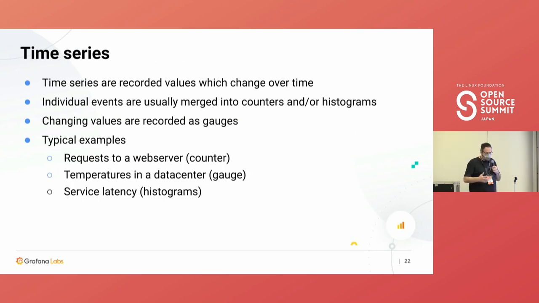So what are time series? Time series are just recorded values which change over time. You write down what the value was, and you write down when it was. You do this again and again, and you attach metadata about what it is. Individual events are usually merged into counters, like how many people logged into my website, for example, or gauges, how much RAM am I currently using, or histograms, how much latency do I have on this and that service, and what is the latency distribution, like 99% of my users have at maximum X waiting time, so they are happy. I know they're happy because they don't have a lot of waiting time.